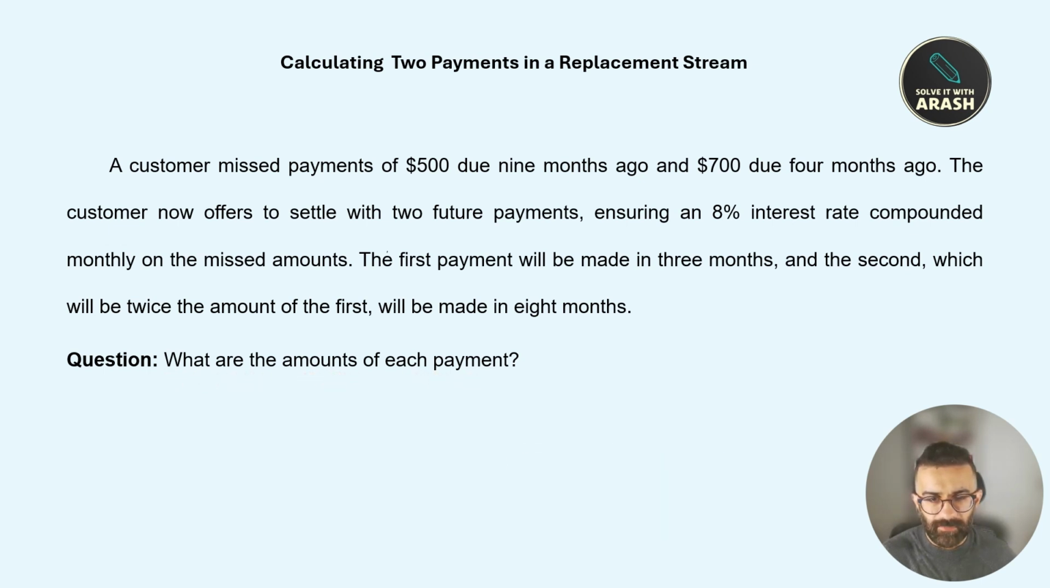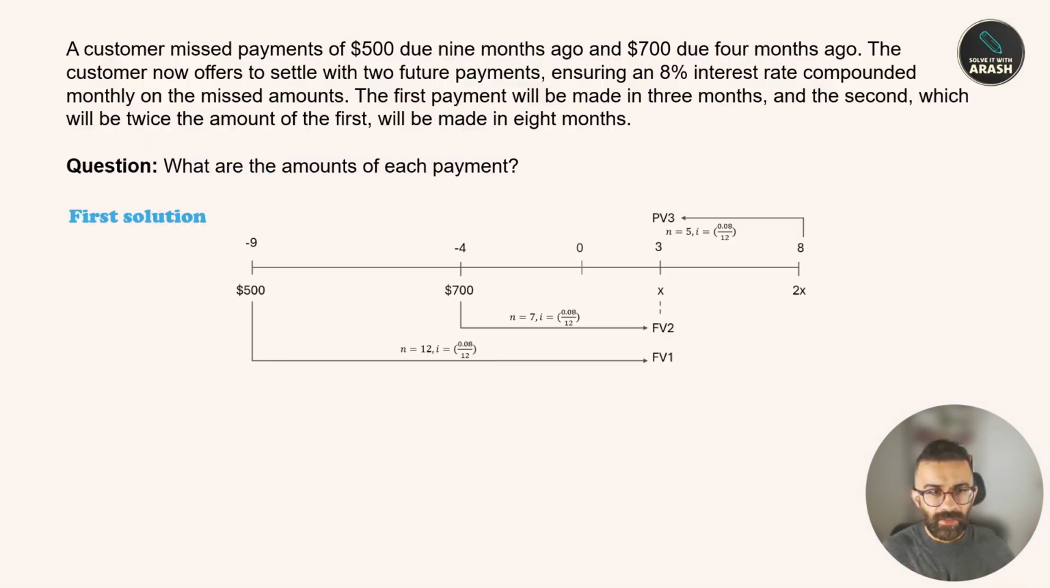Let's assume the first payment is X dollars, and the second one is 2X. I'm going to walk you through two solutions, and for each solution, I'm going to show you the time diagram that helps me to find the answer. Here's the first solution, and here's the time diagram for the first solution.